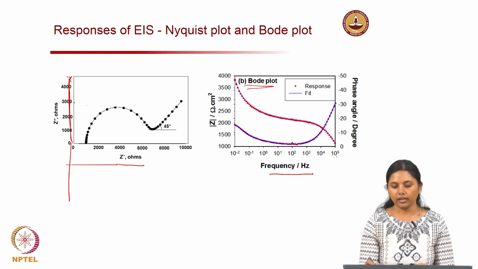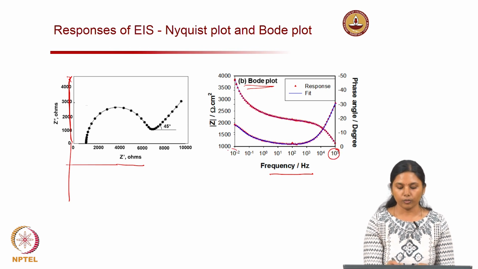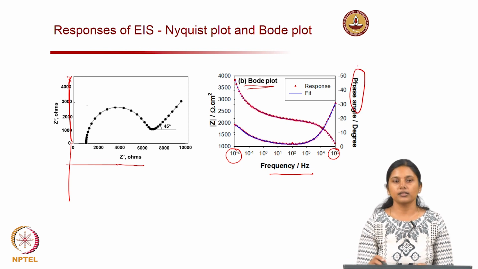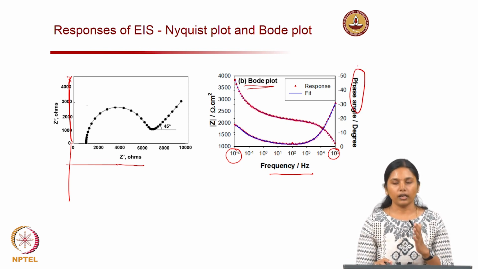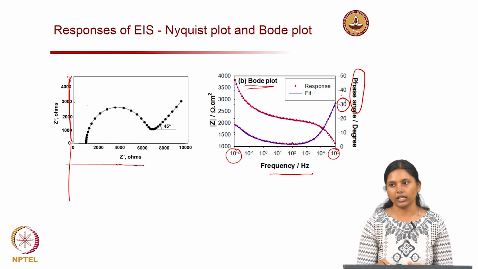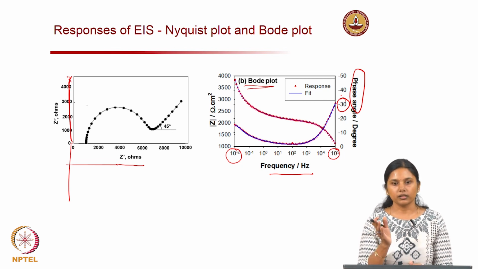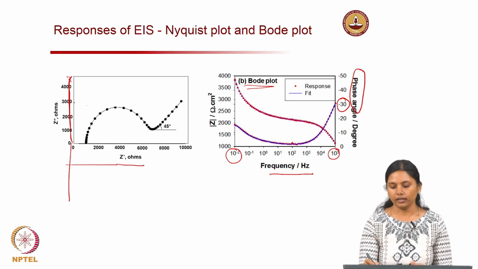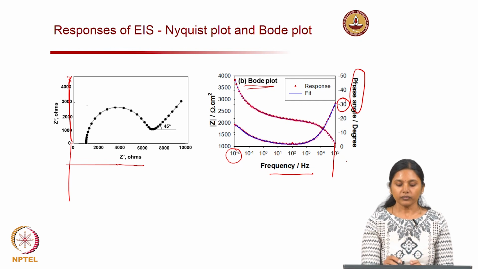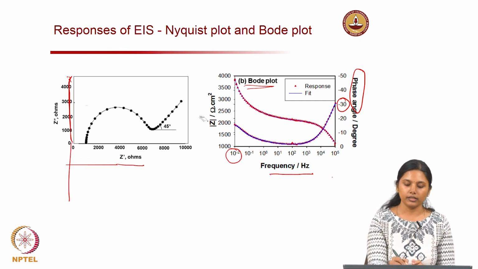So, here you can see that the frequency goes from 10 to the power 5 to 10 to the power minus 2, and this phase angle represents the lead or lag of the current. So, if it is negative, then that means it is capacitive in nature, that is the system is lagging, and if it is positive here, then it means that it is leading the current. Then you have the Z modulus.